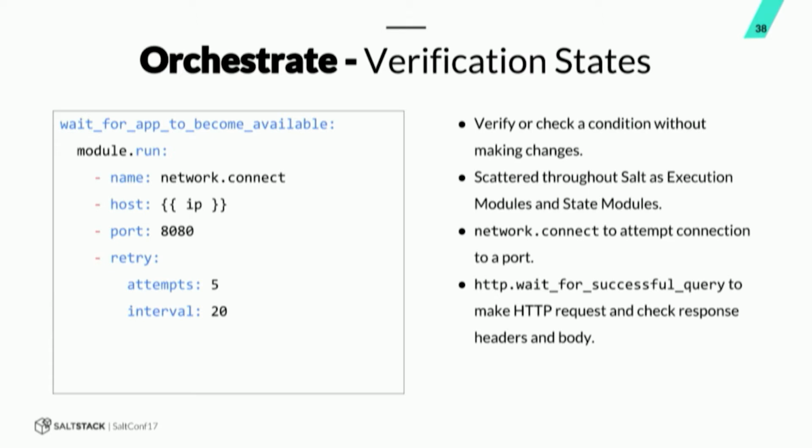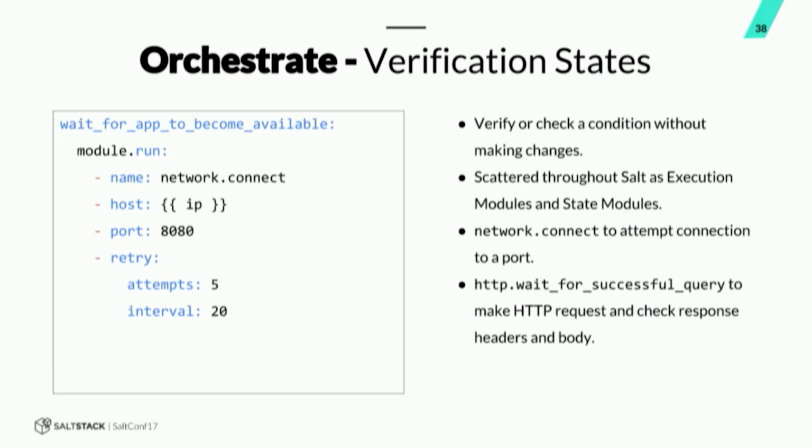There's also what are called verification states. These are, again, not highly known, but what they do, they're states or execution modules that will verify or check a condition without changing the underlying system. They're scattered throughout Salt. It would be a nice thing, in the docs, to take a list of those that are all identified as verification-specific states. But here's an example, right? Network.connect. Network.connect tries to connect to a port on some machine. You can see why this would be useful from Orchestrate, right? From the point of view of the master.